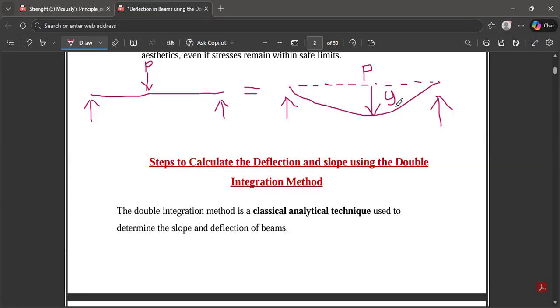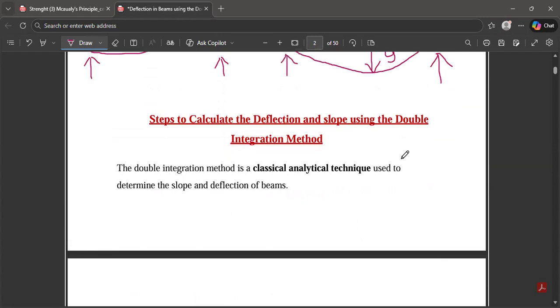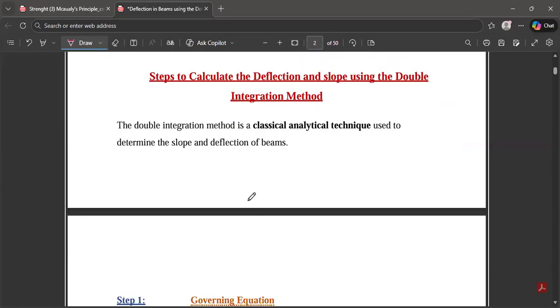But I still continue to say that the laws of physics are the same for all observers in uniform motion relative to one another. So no matter how you apply them mathematically, your mathematical statement should be able to validate whether you are right or not. Okay, so let's continue. Let's look at our steps to calculate deflection and slope using the double integration method. The double integration method is a classical analytical technique used to determine the slope and deflection of beams.